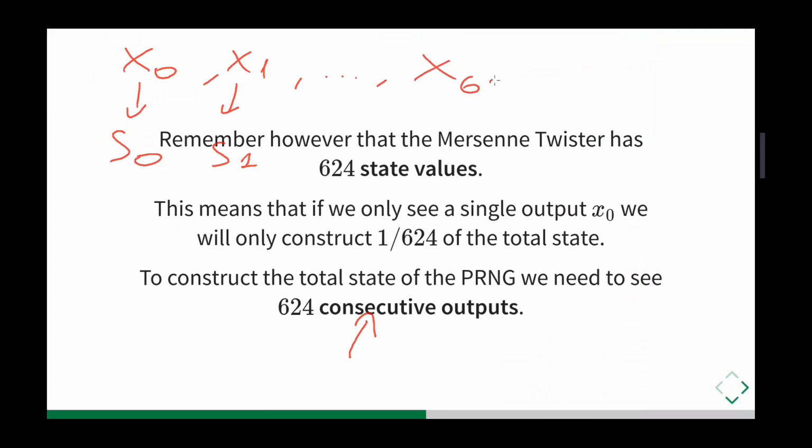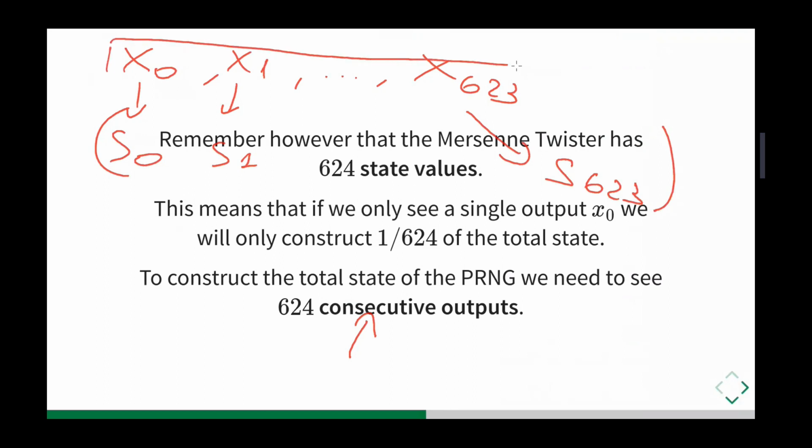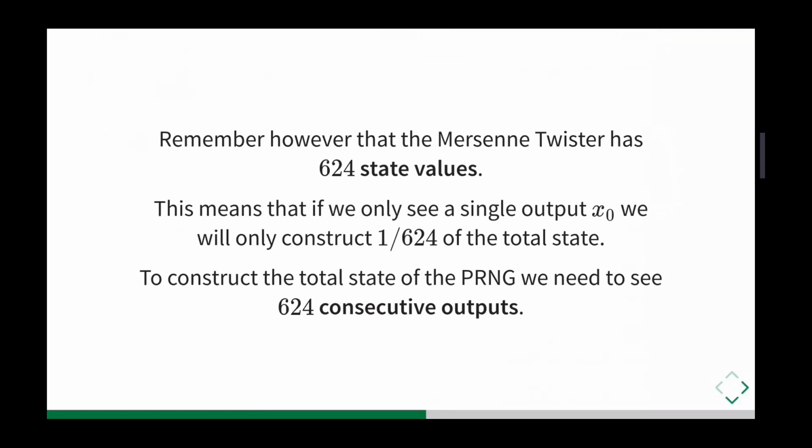Up to x of 623, which gives me s of 623. Now, once I have this, I know that after the generator has done this, I have all the state values. The index, I can put it to 624 so that it resets, so that it computes the subsequent state values. And so from the knowledge of S0, S1, up to S623, I can know everything fundamentally about this.